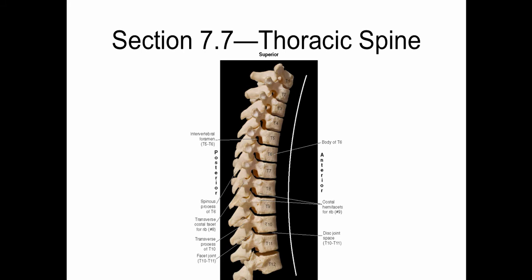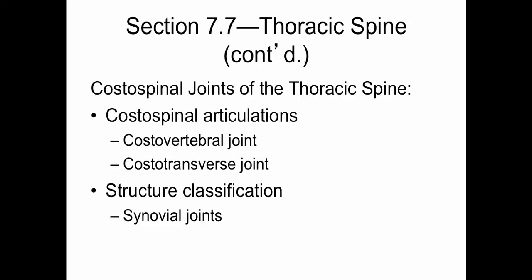Generally, each rib has two costospinal articulations with the spine, the costovertebral joint and the costotransverse joint. Costospinal joints of the thoracic spine. The term costospinal joints refers to both costovertebral joints and costotransverse joints. A costovertebral joint is one in which the rib meets the bodies or discs of the spine. A costotransverse joint is one in which the rib meets the transverse process of the spine. Both costovertebral and costotransverse joints are synovial joints.